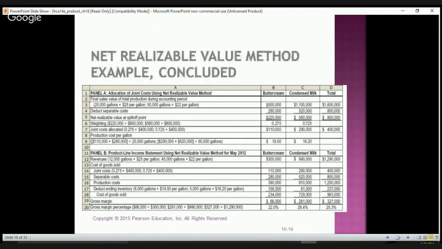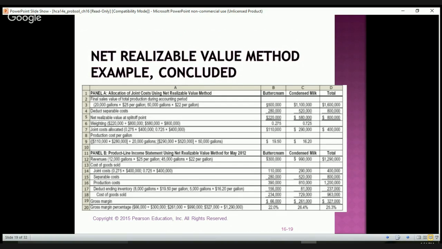Now, in the chart below, we use the selling price information to calculate the final sales value, deduct separable costs, and determine the net realizable value at split-off. This is what we weigh to allocate joint cost. And this is the example of 16-6 on page 641 in your book. So again, we have buttercream. We take the final sales value of 20,000 gallons at $25 per gallon, which is 500,000. We take the 50,000 gallons and multiply it by $22 per gallon for the condensed milk. So we have a total final sales value of $1.6 million.